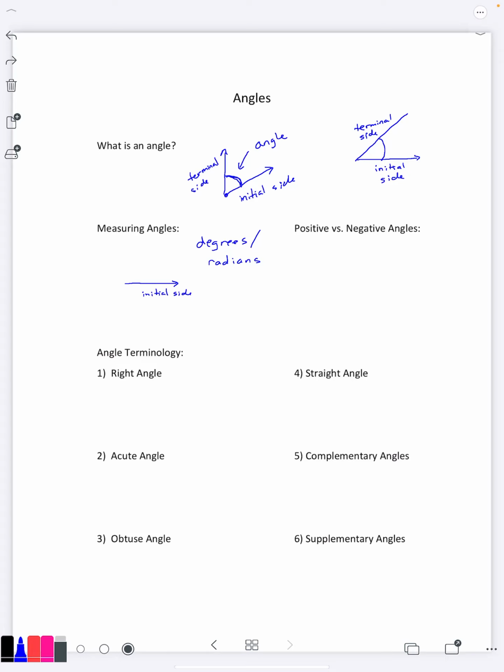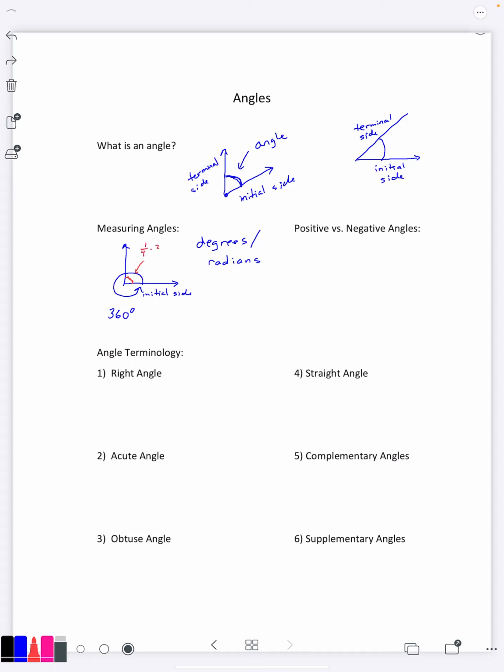And the idea of a degree is that if your initial side is here, and you go all the way around and you get back to your starting point, that is going to be 360 degrees. And if that is 360 degrees, then let's say we have 1/4 of that distance. I didn't go all the way around, I only went 1/4 of the way around, then the angle right here is going to be 1/4 of 360, which is 90 degrees.